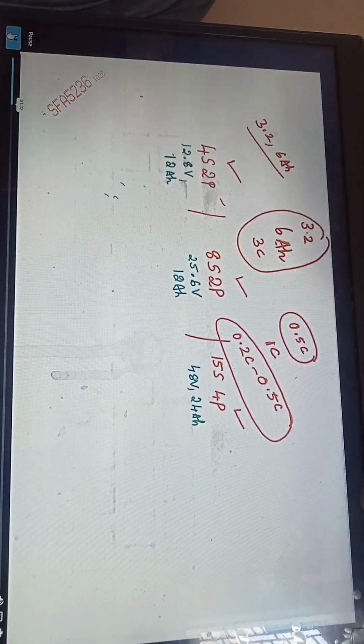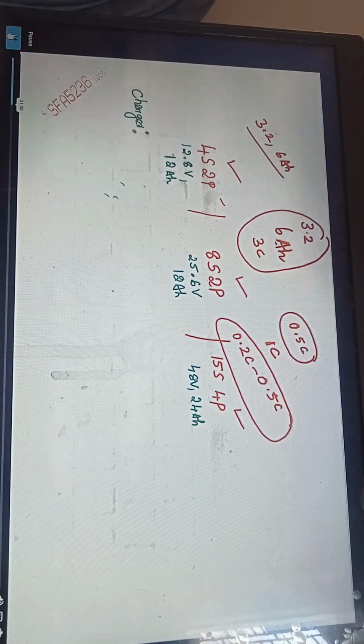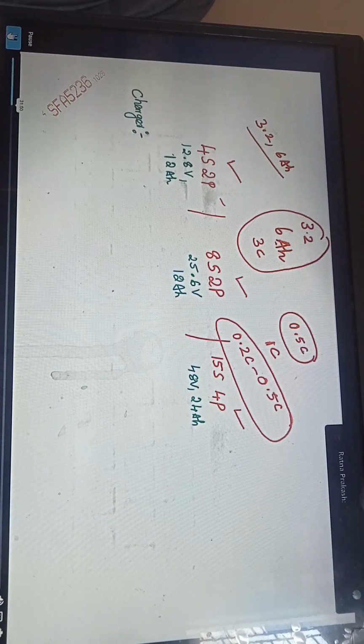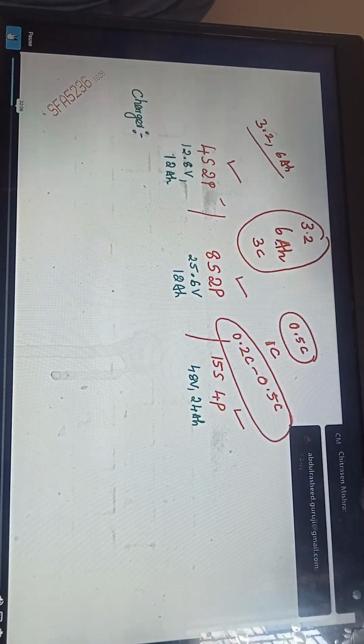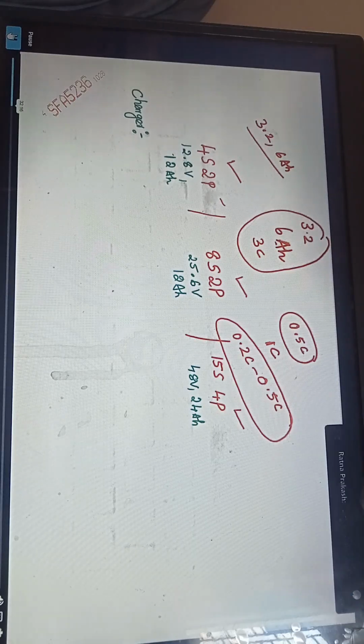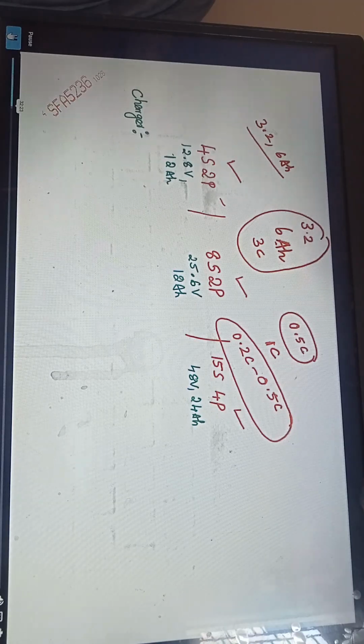Can somebody say what kind of charger you will choose? What is the charger voltage for 4S2P? By charger maximum voltage, I mean the open circuit voltage. What is the charger voltage for 12.8 volt? We discussed this in the previous class. Hope you remember the logic to choose the charger. What is the formula to find it for the first case?